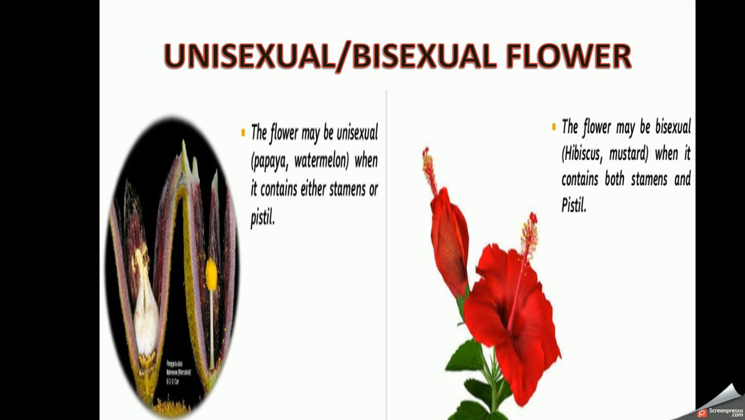Now coming to the types of flower, we have two types of flower. One is unisexual and another one is bisexual. Unisexual flower, you can take the example of papaya and watermelon. If you see the papaya tree, go somewhere, you always find two papaya plants nearby. One is male and another one is female.